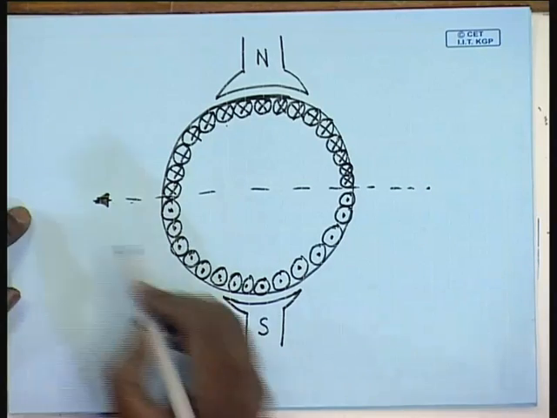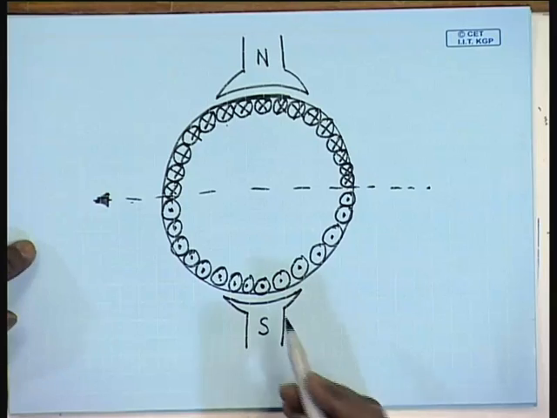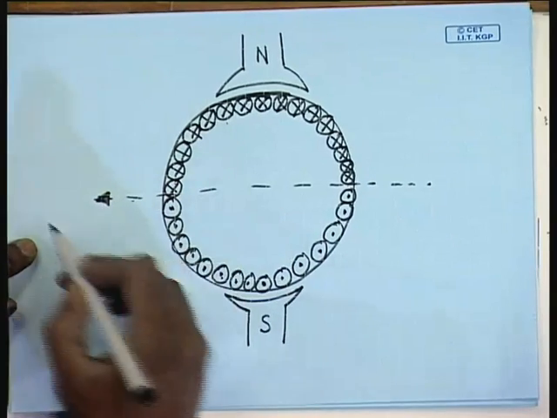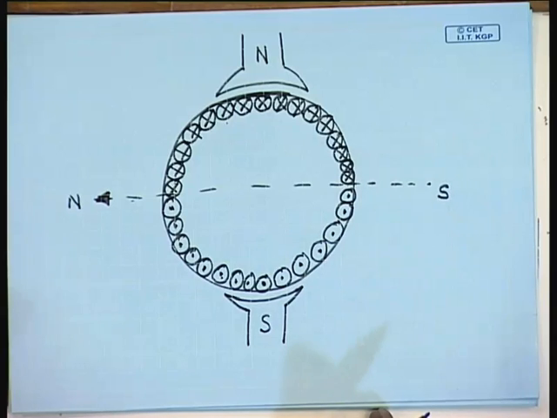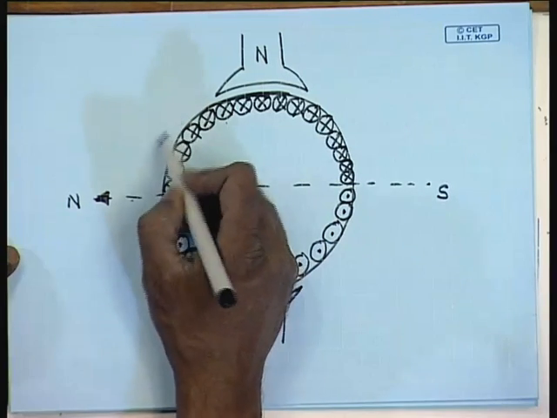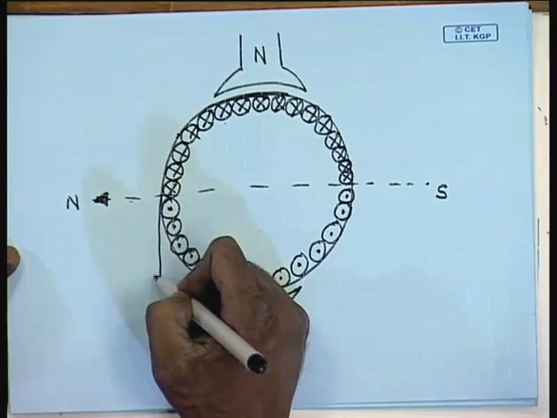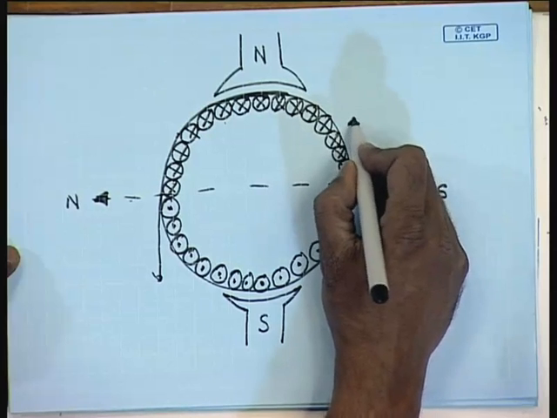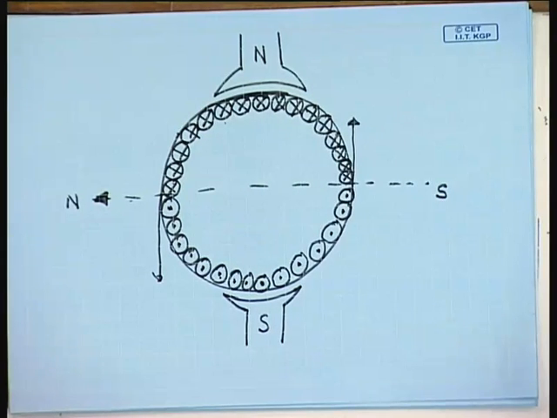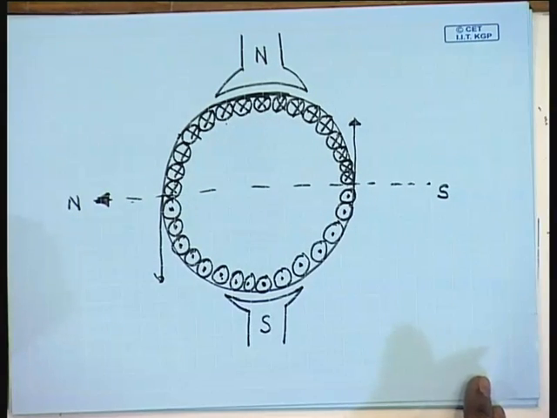practical case. Let us say at any instant this is the polarity of current. Obviously, this arrangement will still produce a north pole in this direction and a south pole in this direction. Hence, there will be a force of repulsion on this body, and hence a torque will be generated. So, the armature body with all its conductors will rotate.